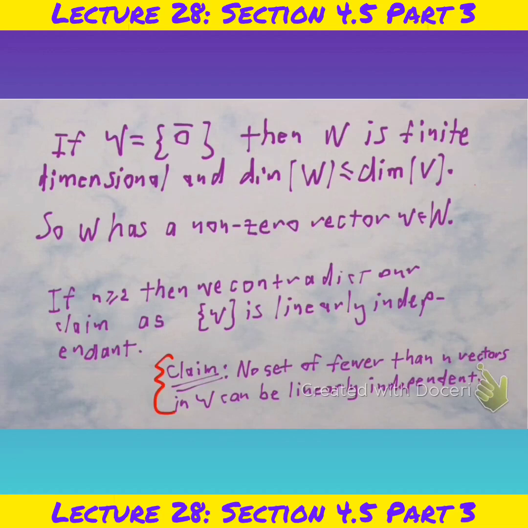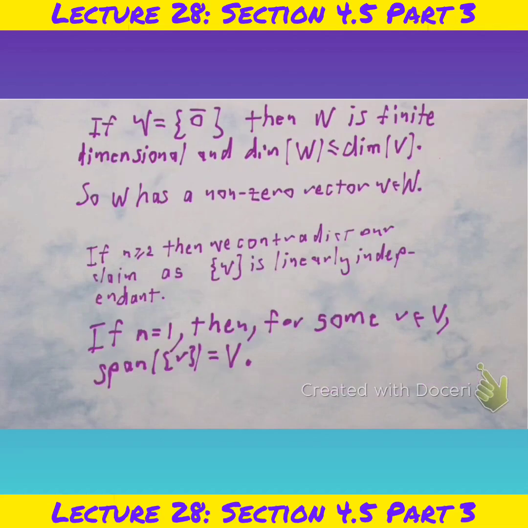Okay? Now, if we take the non-zero vector w and we make that our set in capital W, a set that contains one non-zero vector is obviously linearly independent, and therefore we contradict our claim by just taking our set as this w, because that's a linearly independent set that's got fewer than n vectors. So we contradict this claim clearly. So therefore, what can we then say? Right, so we can then say that n is 1.